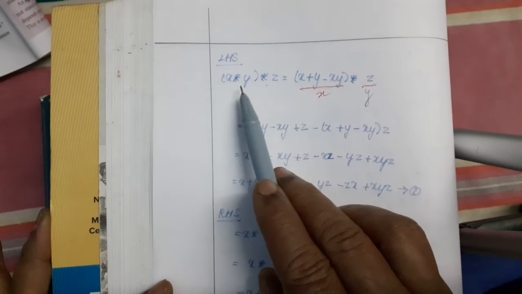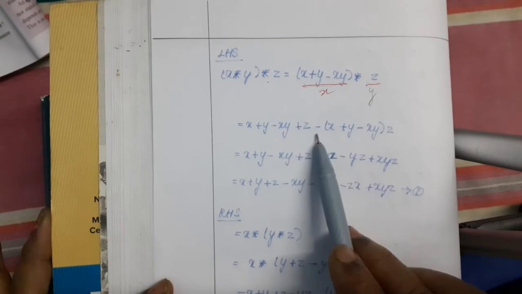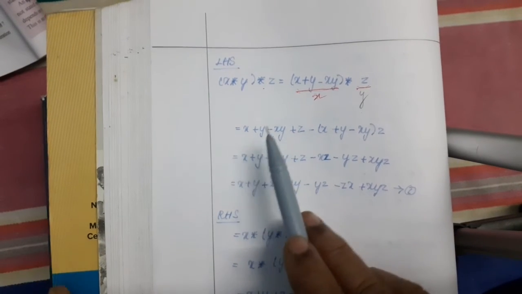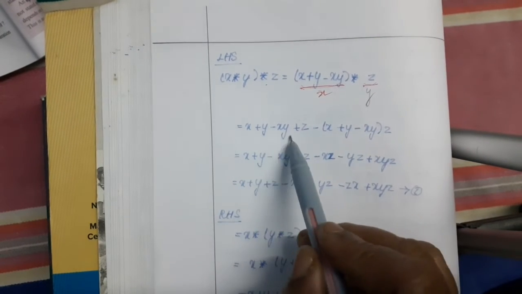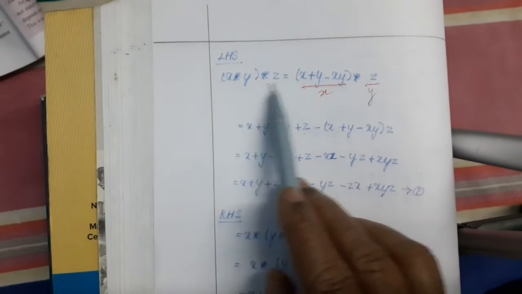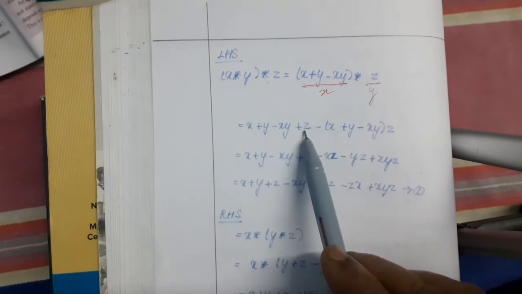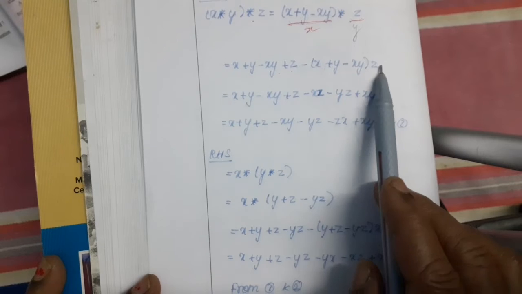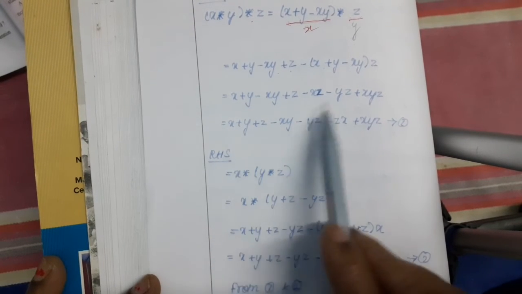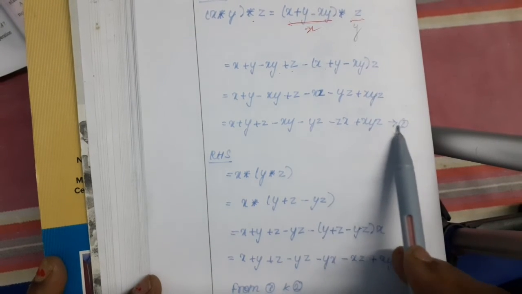What is that property? With 2 elements, it is x plus y minus xy. Similarly, this is also the same: x plus y. What is our x? x is nothing but x plus y minus xy. So the whole bracket is taken as x, and y is nothing but z. So x plus y minus x into y, multiplied, what do we get? x plus y minus xy plus z, minus that multiplied with z. We get this result: x plus y plus z minus xy minus yz minus zx plus xyz. This is equation 1.